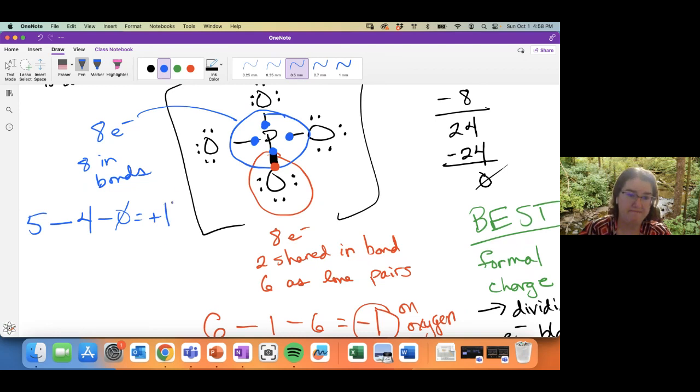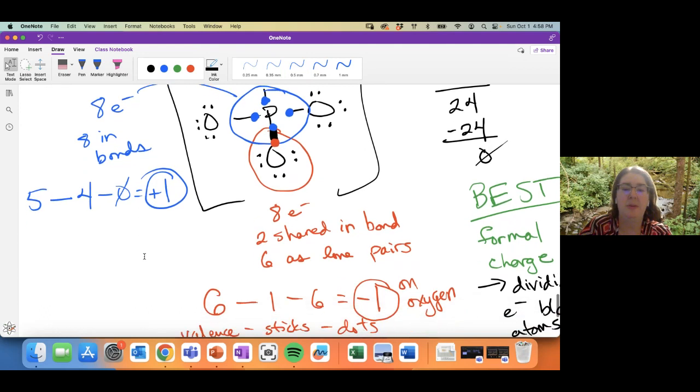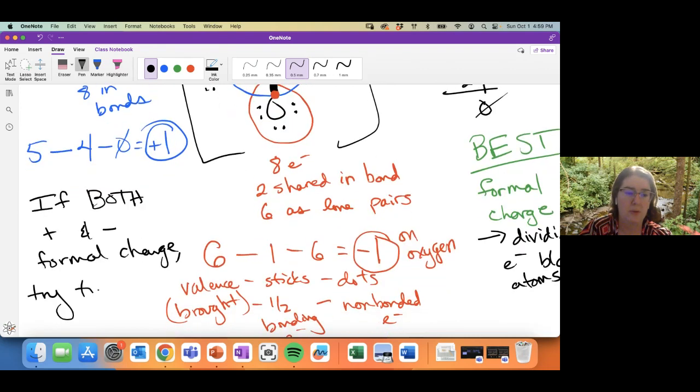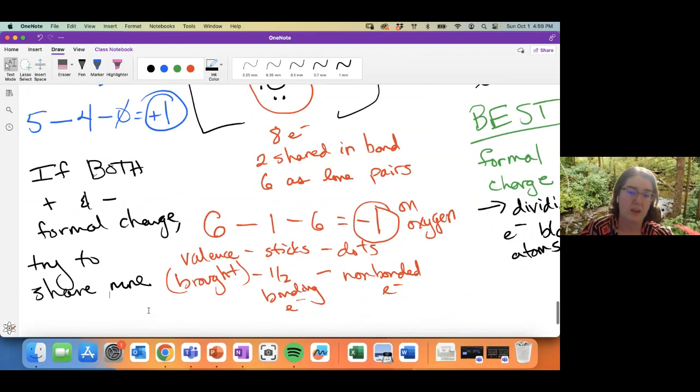Now, this is a problem because I have both a -1 formal charge and a +1 formal charge. Whenever this happens, this typically means I can do better. It's not what it always means, but it often means. If you have both positive and negative formal charge, try to share more.